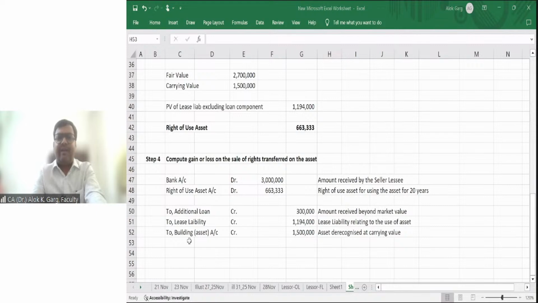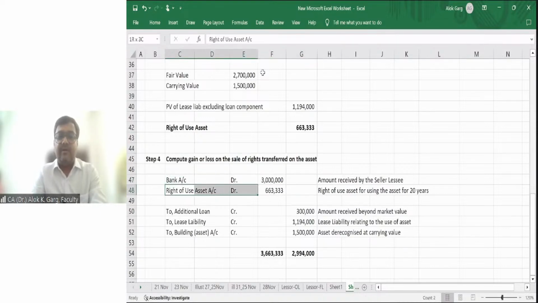Friends, do let me know if you have any problem in the accounting entries I have passed. I would be happy to explain it again. Simple: whatever money is received by the seller lessee, I have debited. Right of use asset, I have debited. Loan, I have credited. Lease liability, I have credited. Building, I have credited. This is what I have done.